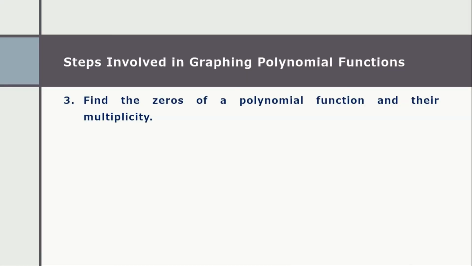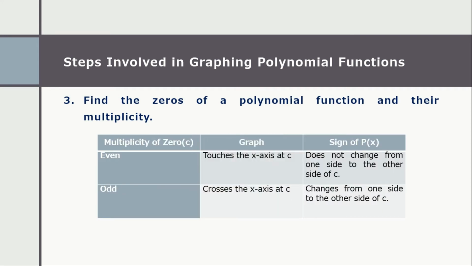Step number 3. Find the zeros of a polynomial function and their multiplicity. If the multiplicity of zero or c is even, the graph touches the x-axis at c, but it does not change from one side to the other side of c. And if the multiplicity of zero or c is odd, it crosses the x-axis at c and changes from one side to the other side of c.